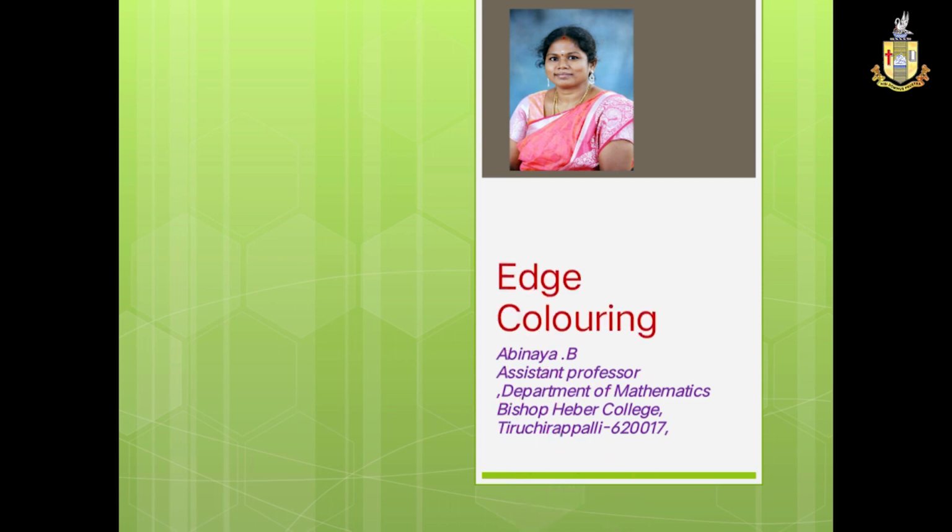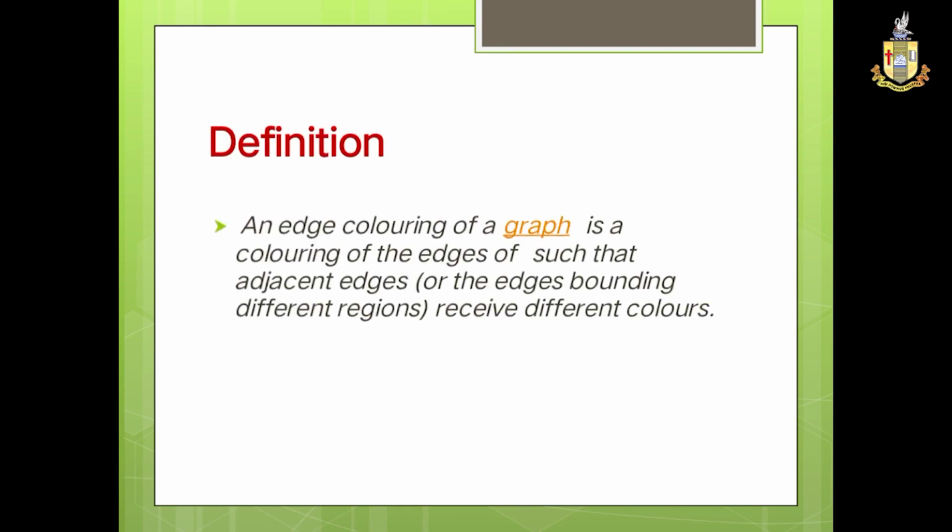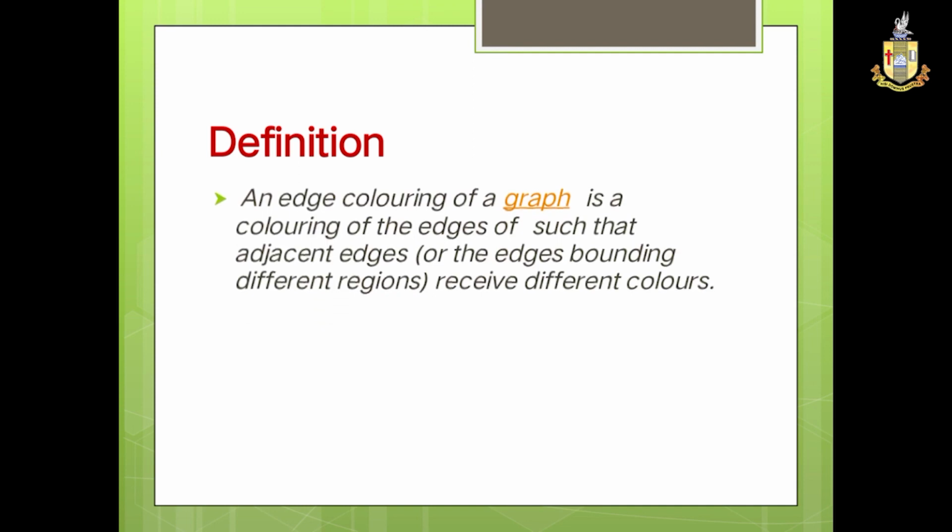Today, I am going to give a brief introduction about edge coloring. What is edge coloring? Edge coloring is nothing but coloring the edges of the graph with the condition that adjacent edges should have different colors. Here is the definition of edge coloring. An edge coloring of a graph is a coloring of the edges of G such that adjacent edges receive different colors.